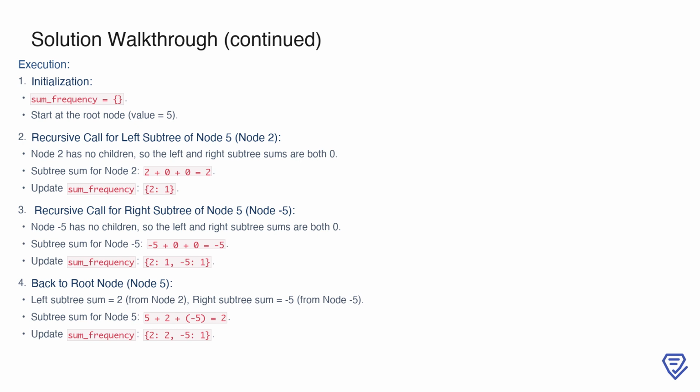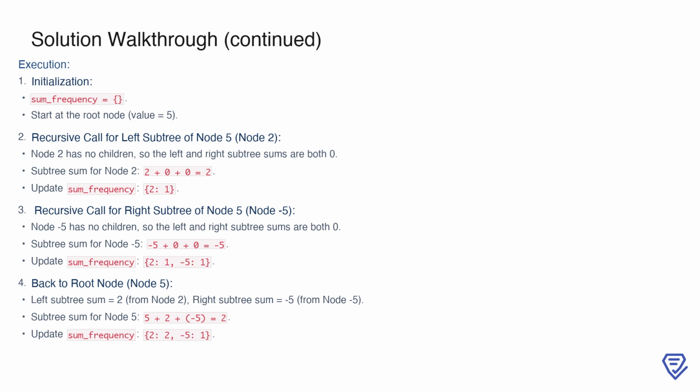The subtree sum for node -5 is therefore -5 plus 0 plus 0, which equals -5. The sum_frequency dictionary is updated again to include this, becoming 2: 1, -5: 1. Finally, we calculate the sum for the entire tree.